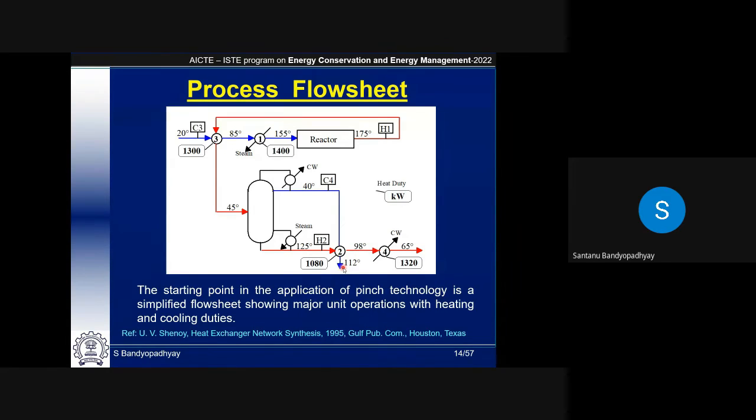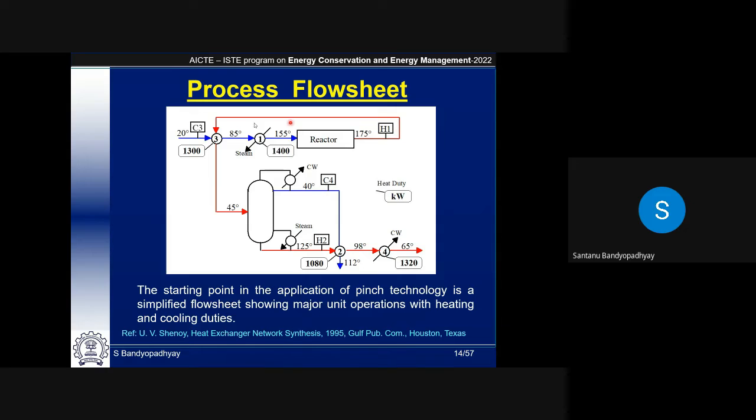Battery limit means out of the process, goes to the next process. And the bottoms of the distillation column come out at 125. It is cooled to 65 degrees and goes to a storage tank. Okay. So if you look at our definition that the temperature has to be increased for a cold stream, we have 20 to 155. So this is a cold stream, C3, and 40 to 112, this is C4.